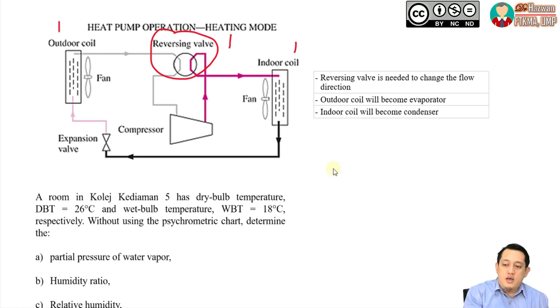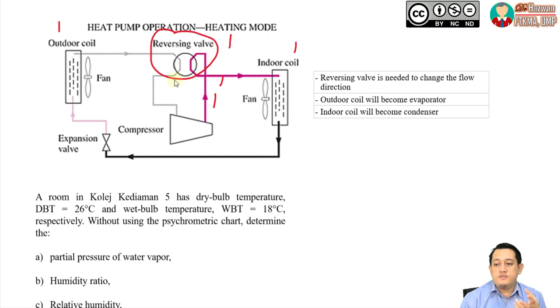And then the flow direction here will be another 1 mark. The flow here is another 1 mark. So this diagram consists of 4 marks. Okay, this diagram here, 4 marks.